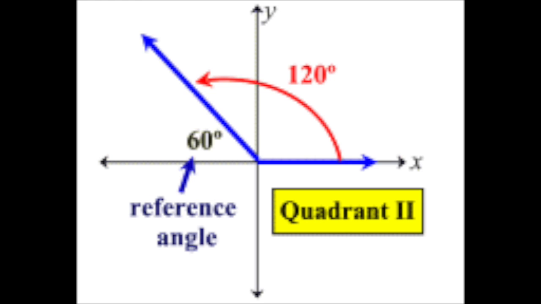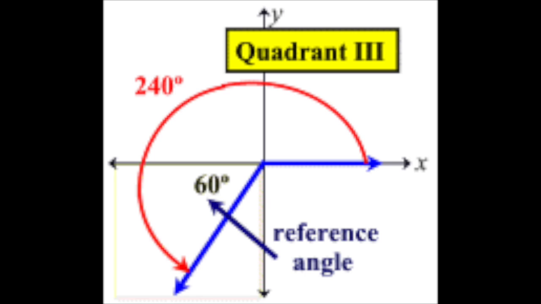When we move to the second quadrant, our degrees will measure more than 90 degrees. To calculate our reference angle in this case, we will subtract the degrees that our obtuse angle measures from 180 degrees, and that would be our reference angle.